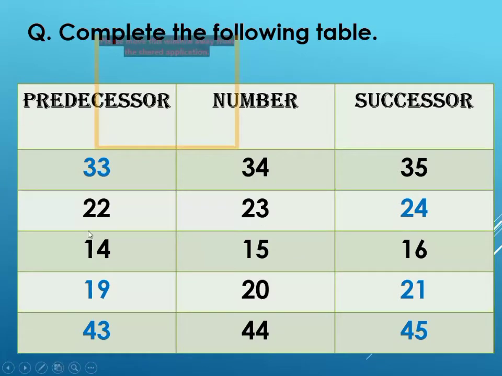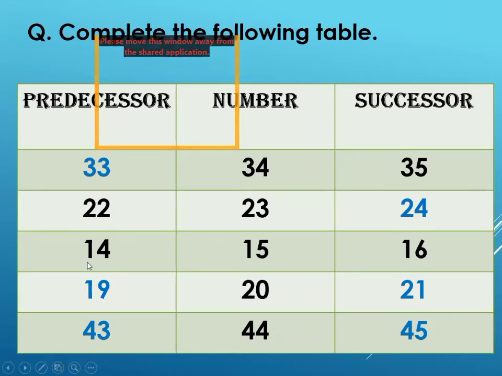Now the numbers given are 22 and 23. We have to find the successor of 23. To find the successor, we add 1 to 23. 23 plus 1 is equal to 24. So we write 24 in the successor column.